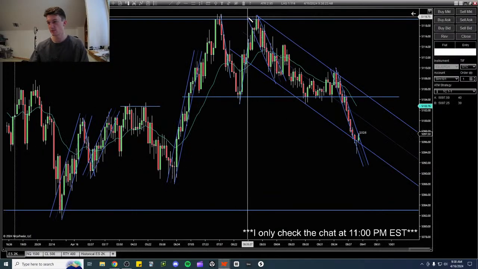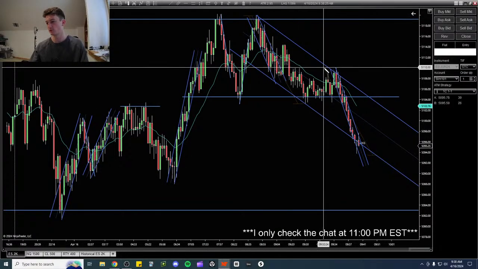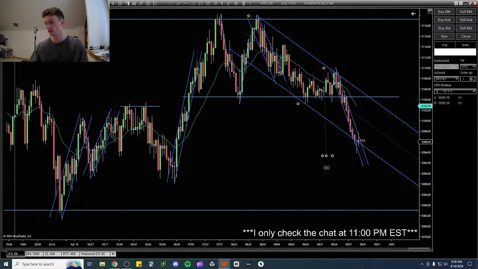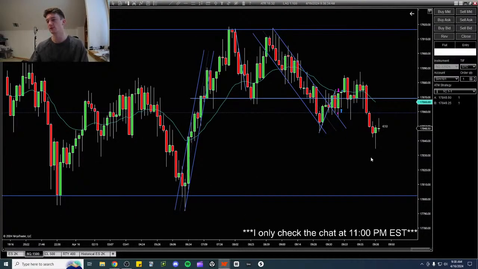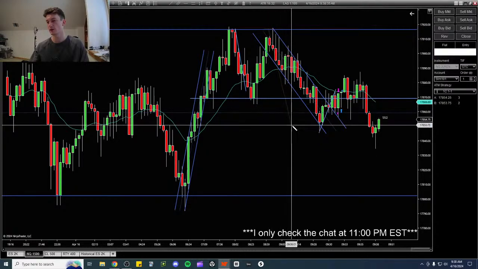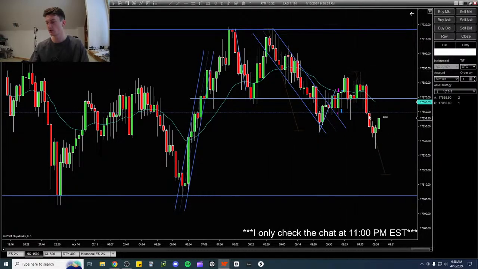On the ES, I want to look at a possible measured move down. Looks like we've already hit that. Found some buying about at that level. The NQ has now hit the closeout side and new low for this downtrend, so I'm going to look for a similar second leg down.